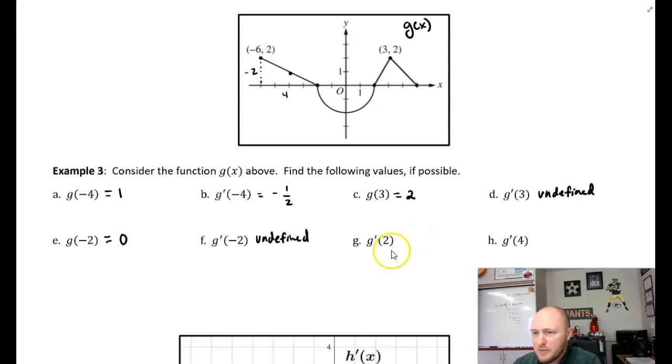What is g prime of 2? Hey, here's another sharp turn at 2. That's undefined. Right here. That's undefined. And then g prime of 4. G prime of 4 is right here. Okay, and what's the slope on this line? Well, again, we're dropping 2, running 2. That's negative 2 over 2, which is negative 1. That's the slope.